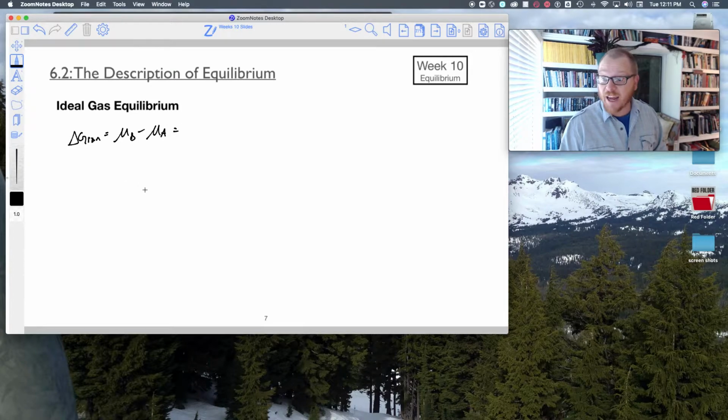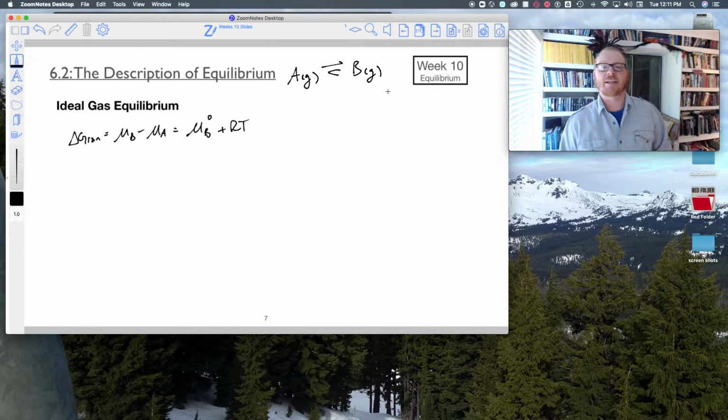And if now I expand on these, okay, so notice I'm not putting these as standard, okay? This is just the free energy of the reaction. So if I were to expand on mu A and mu B, then I recognize that mu B can be written as the standard reference state plus RT. So let's go back to establishing that this is A and B in equilibrium. Oh, actually, let me write those as gases. So A as an ideal gas is in equilibrium with B as an ideal gas, okay?